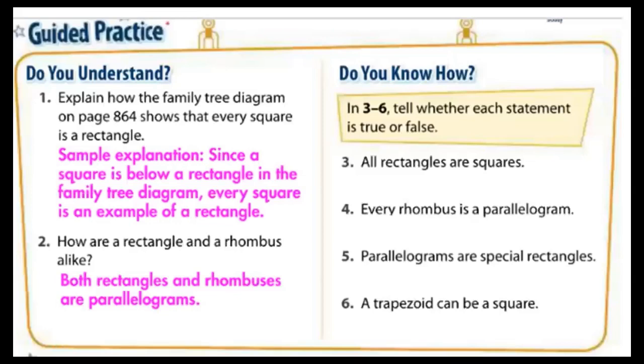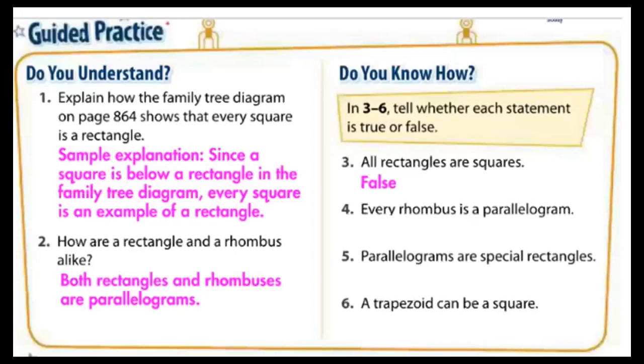Okay. Question number 3. From 3 to 6, tell whether each statement is true or false. Question number 3. All rectangles are squares, true or false? False. I can't consider the rectangle as a square or the square as a rectangle because they have different properties. They are the same in that each of them contains 4 right angles inside. But I can't consider all. The word "all" here means you can't consider all rectangles as squares.